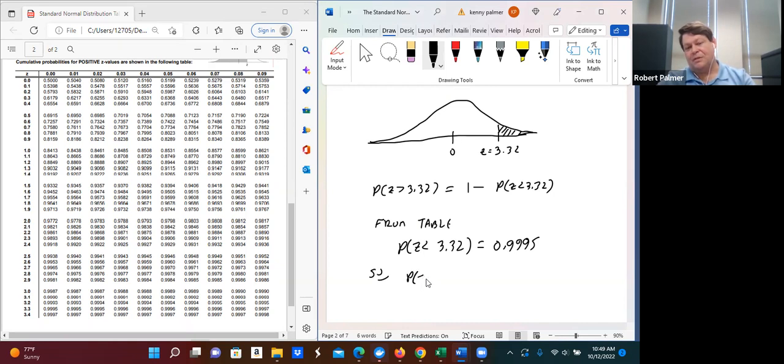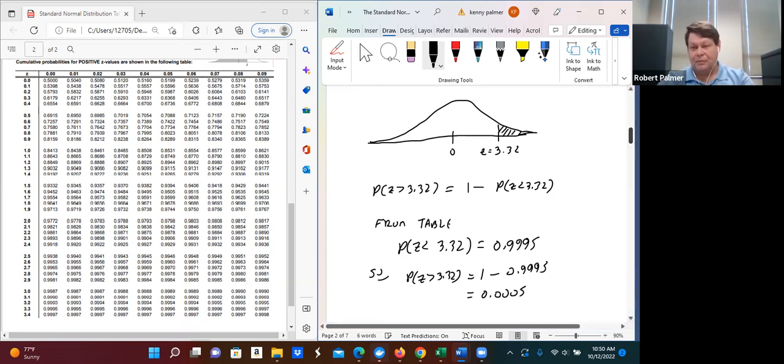So the probability that z is greater than 3.32 is 1 minus that. 1 minus 0.9995, and that's going to be 0.0005, so very small.